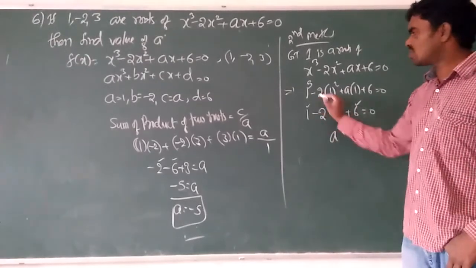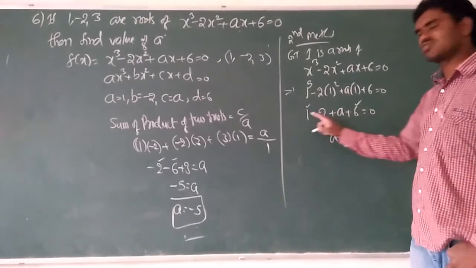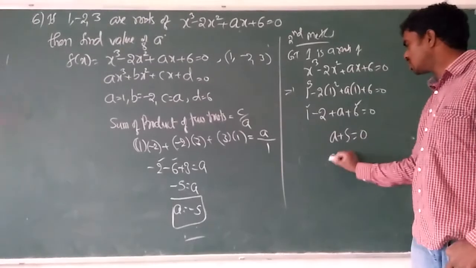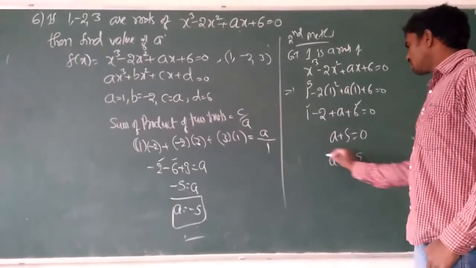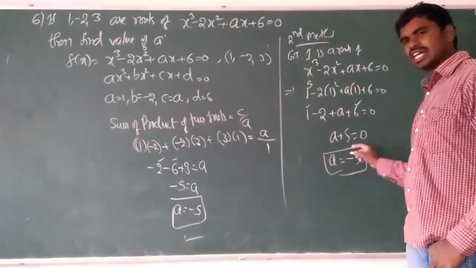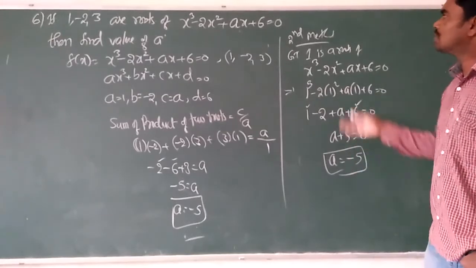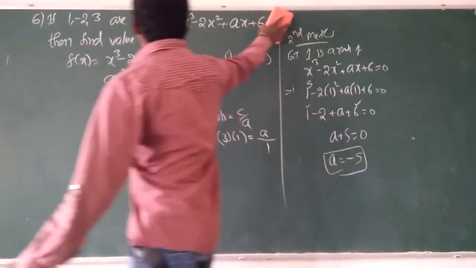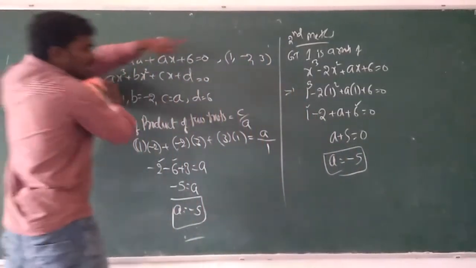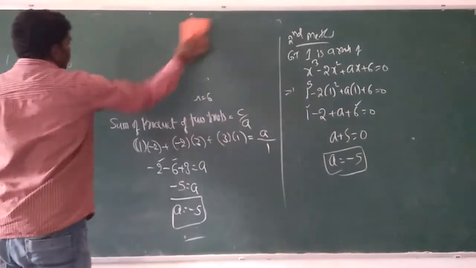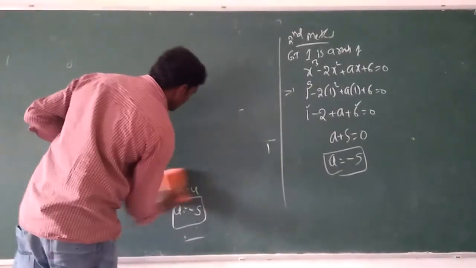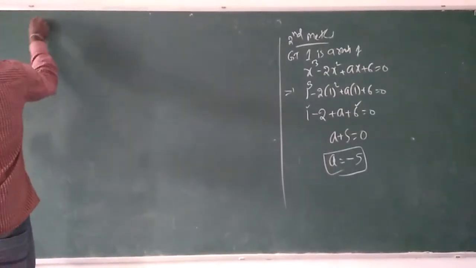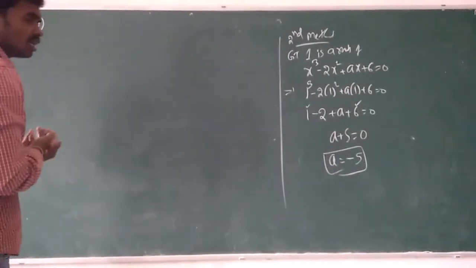So plus a as it is. See, 6 plus 1, 7. 7 minus 2 how much? 5. a plus 5 equal to 0. Then a equal to what? Minus 5. I think the second method is easy. But don't bother, you can follow either method, no problem. If you substitute minus 2, you will also get the same answer. Not only for 1, for 3 also. So mathematics problems can be solved in several methods.